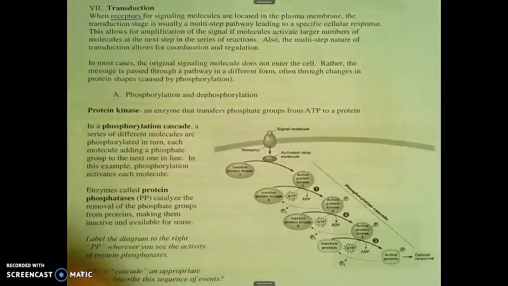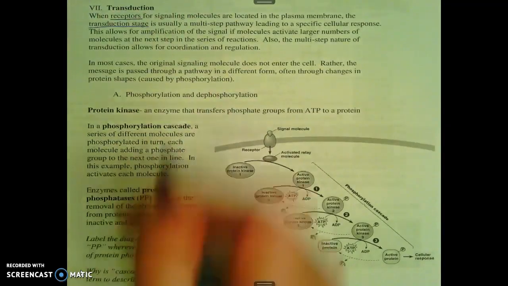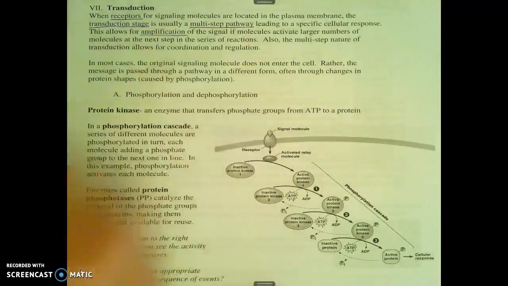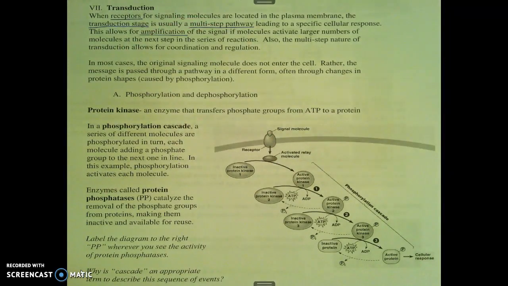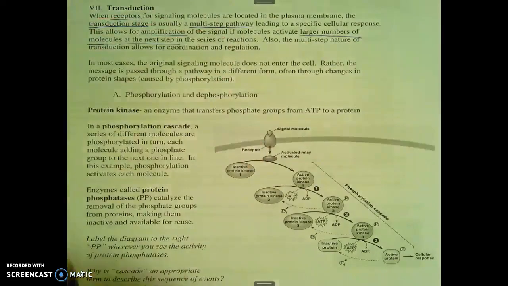So when the receptors for the signaling molecules are located in the plasma membrane, the transduction stage is usually going to be a multi-step pathway leading to specific responses. What's nice about this is it allows for amplification of the signal. If the molecules activate larger numbers of molecules at the next step, meaning it's not just one molecule talks to one molecule talks to one molecule. This could be 1 talks to 10 talks to 100, so we can see the message getting much louder throughout the cell.